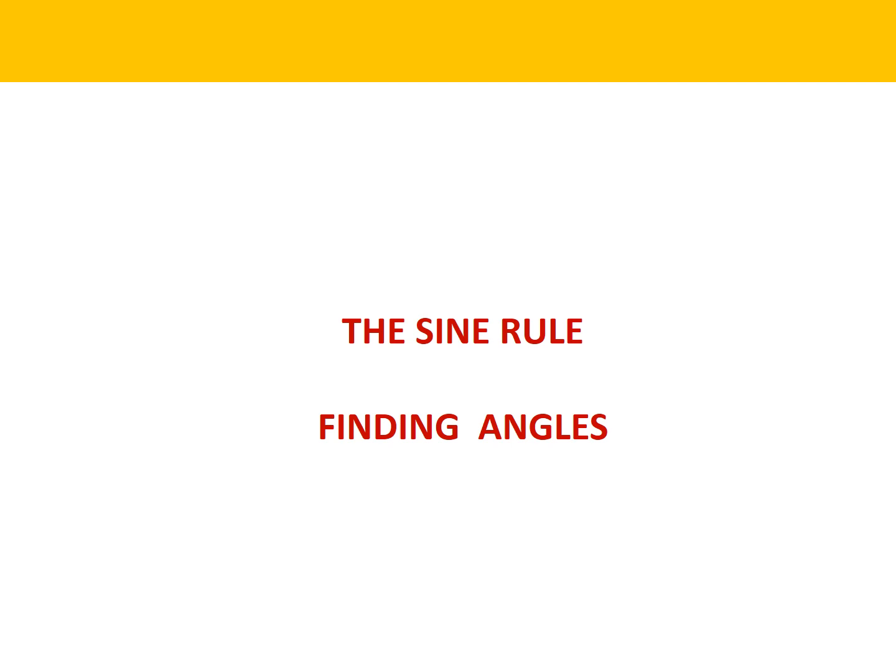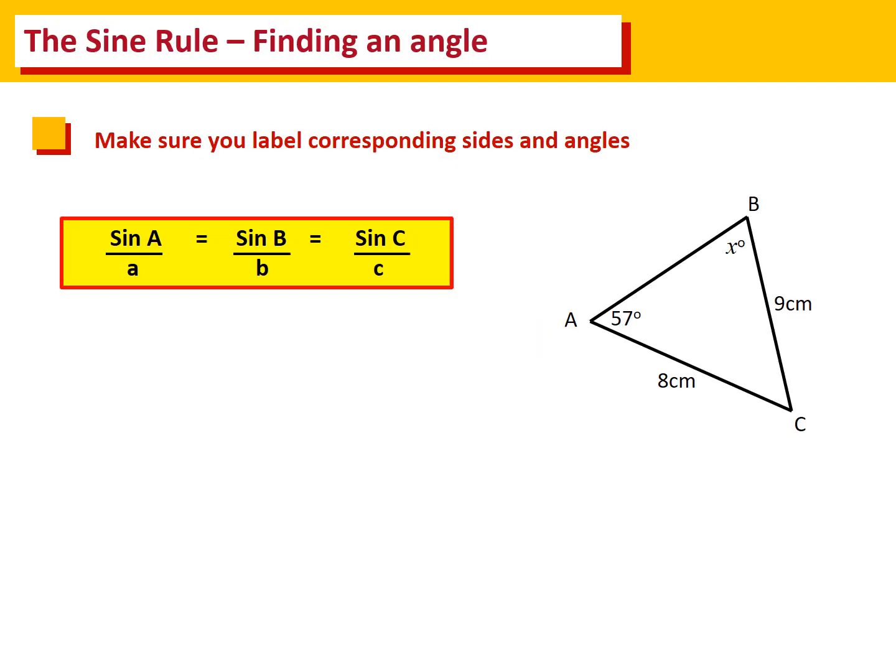If you haven't seen the video on the sine rule finding length, I'd perhaps recommend that you do that before you watch this video, which is showing you how to find angles using the sine rule. The sine rule is given to us in the yellow box. It's the same as the sine rule when we're trying to find the length, except all we've done is flip the fractions so that what we are trying to find, in this case an angle, is in the numerator of the fraction. It just makes things much easier.